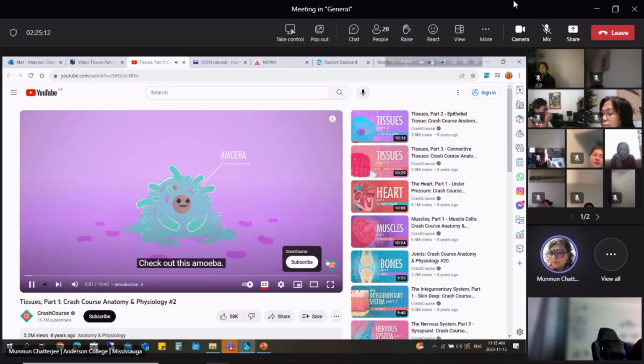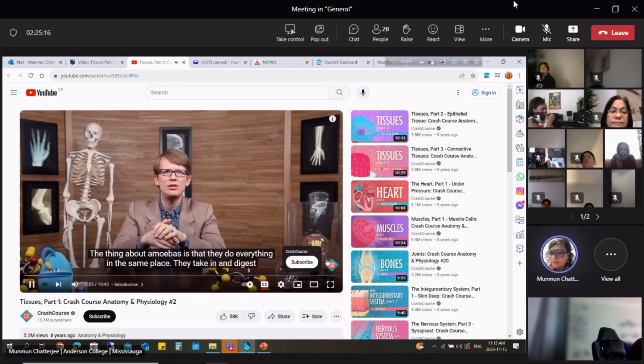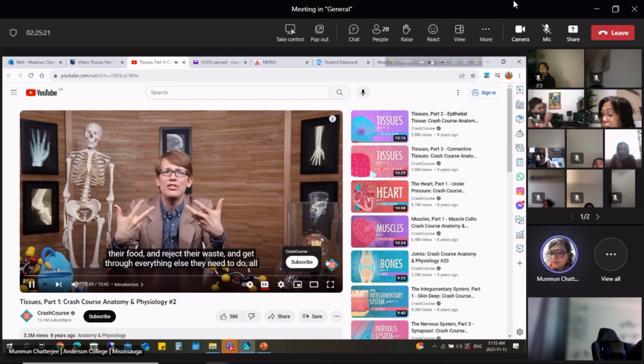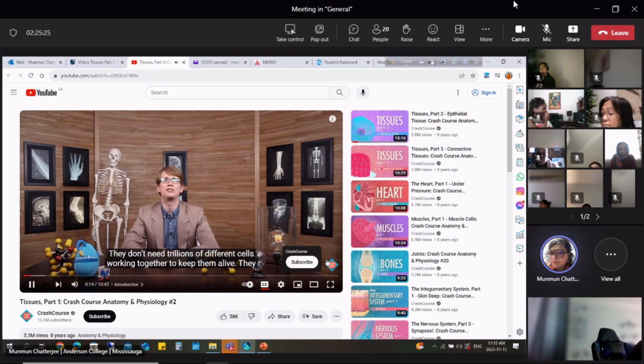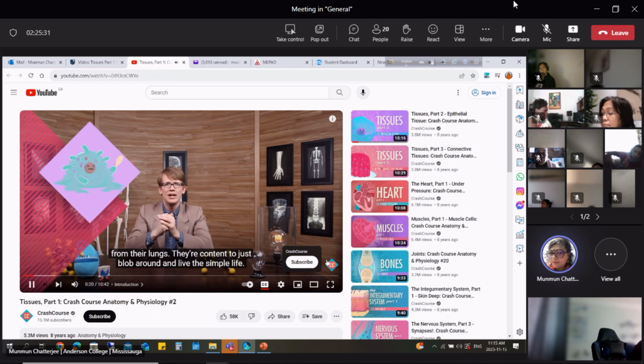Check out this amoeba. Pretty nice. Kind of a rugged, no-frills life form. The thing about amoebas is that they tend to do everything in the same place. They take in and digest their food and reject their waste and get through everything else they need to do all within a single cell. They don't need trillions of different cells working together to keep them alive. They don't need a bunch of structures to keep their stomachs away from their hearts, away from their lungs. They're content to just blob around and live the simple life.